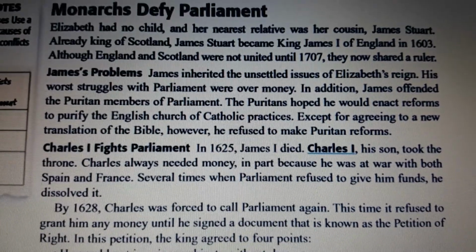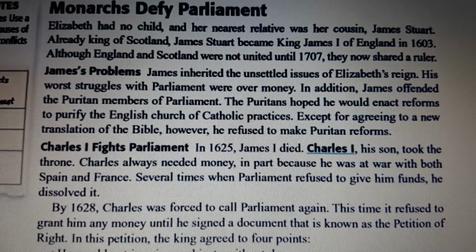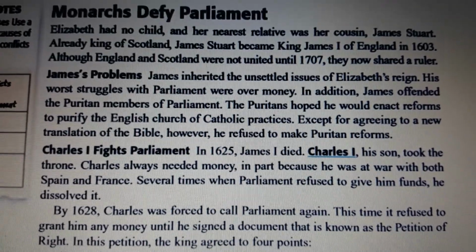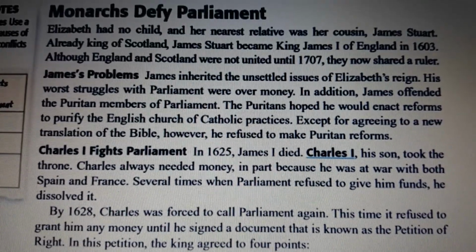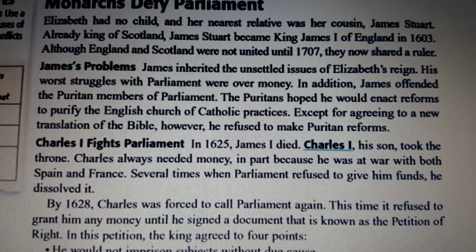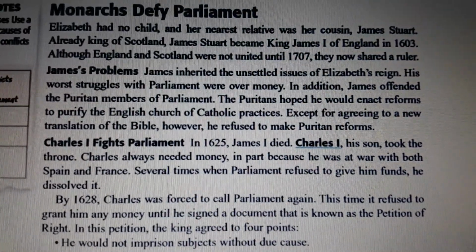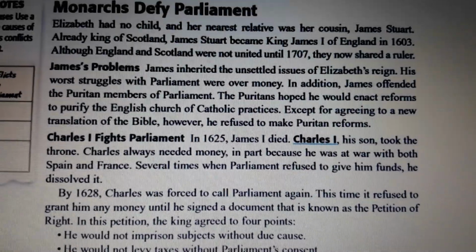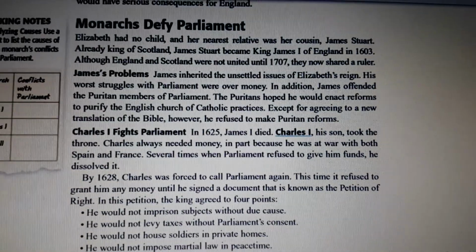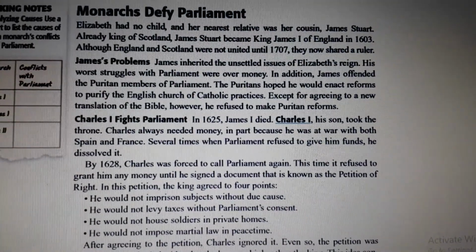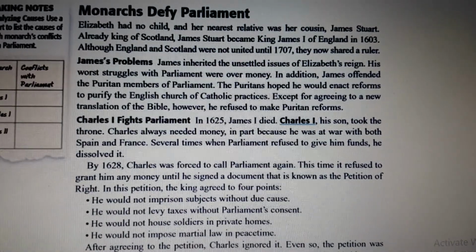In addition, James offended the Puritan members of Parliament. The Puritans hoped he would enact reforms to purify the English Church of Catholic practices. Except for agreeing to a new translation of the Bible, however, he refused to make Puritan reforms. Charles I fights Parliament. In 1625, James I died. Charles I, his son, took the throne.